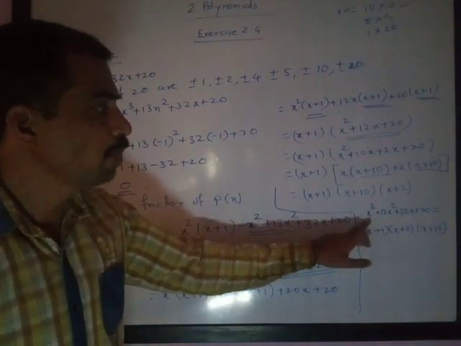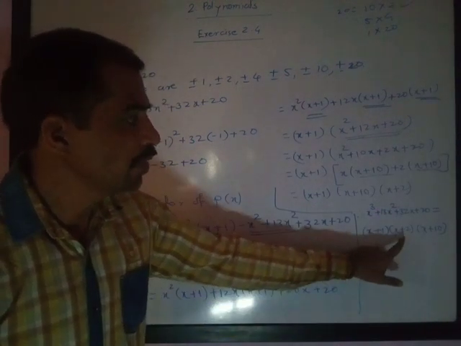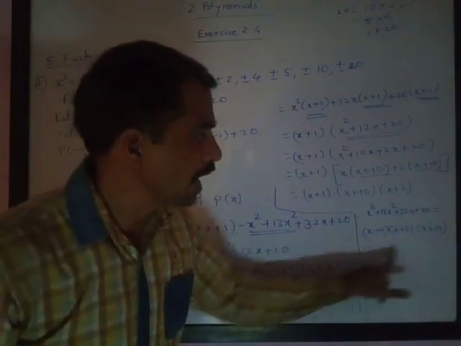Thus, x cube plus 13x square plus 32x plus 20 is equal to x plus 1 into x plus 2 into x plus 10 in an ascending order.